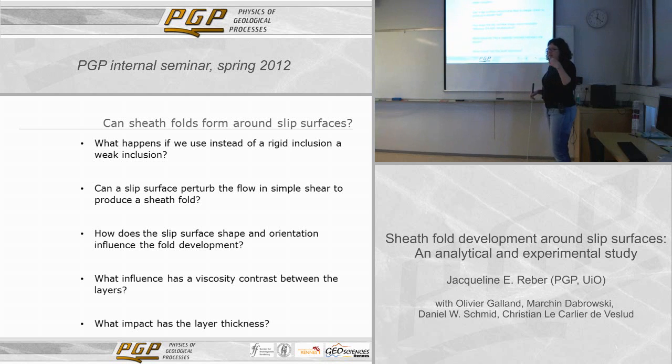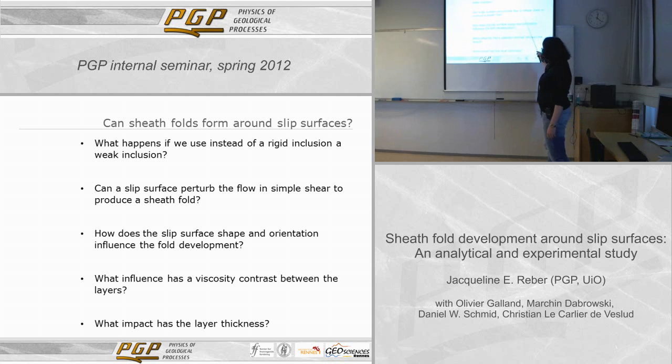That can be a crack or a vein or a weak sedimentary layer or even a mineral, which is embedded in a matrix and put on the simple shear. And we wanted to know if that is enough to produce a sheath fold. So is it enough to perturb the flow in simple shear to have, in the end, such a sheath fold?